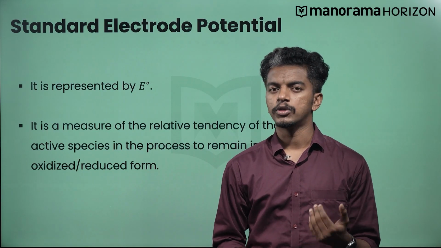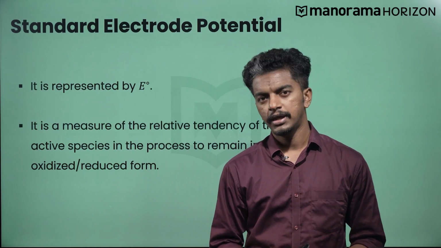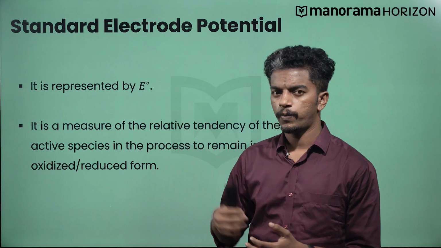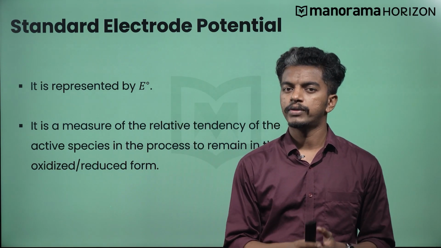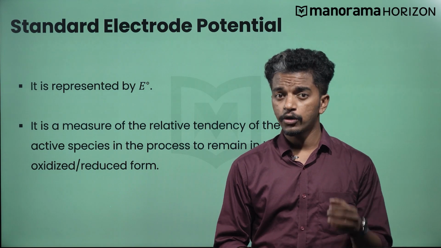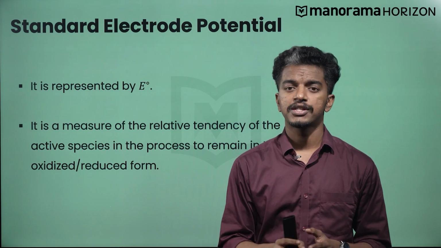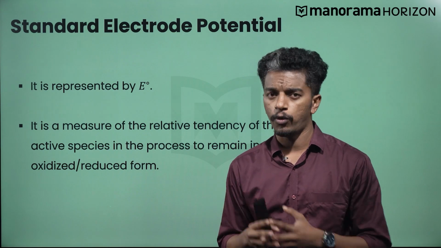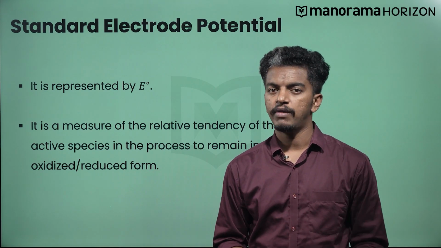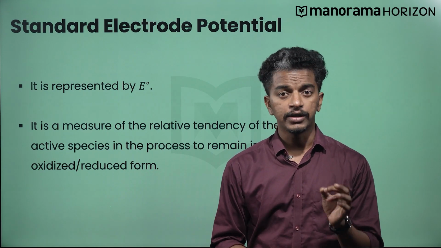Now, let us learn about the standard electrode potential of electrodes. It is represented by E0. The electrode potential value of the electrode can be calculated by the capability of the active species in the reaction to hold its oxidized or reduced form. The standard electrode potential value of a hydrogen electrode is 0 volts.